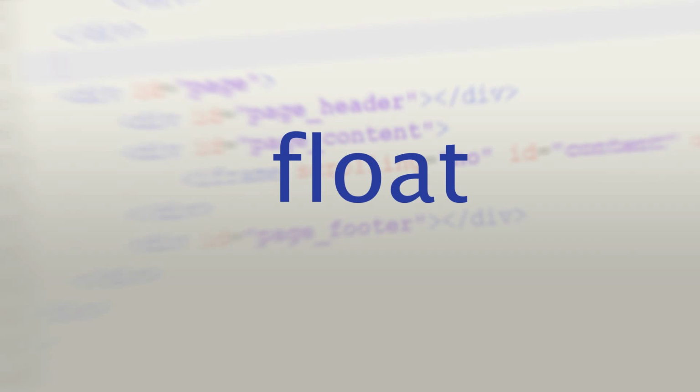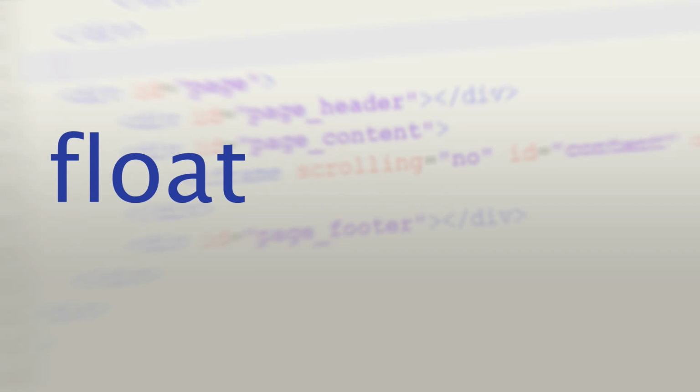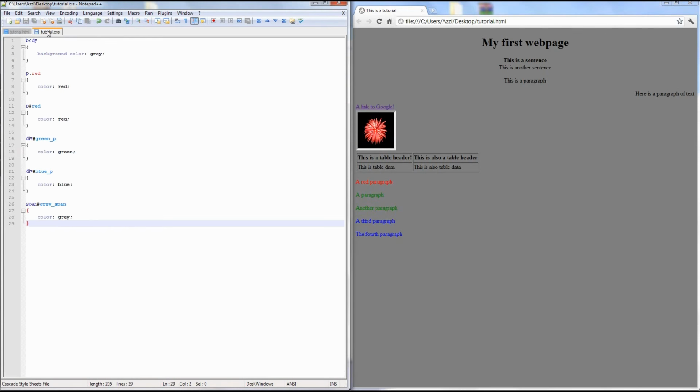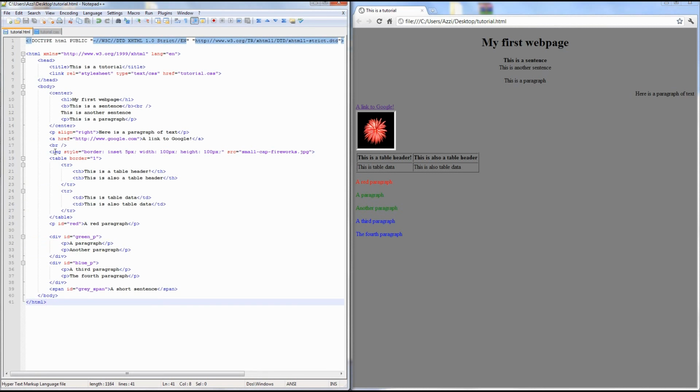Float and position are two CSS attributes used to position elements on the page. The float style positions an element to either the left or the right, and the other boxes, images, and text will float around it. We can, for instance, float our image to the right. To do this, we give our image the class float_right. And in the HTML file, we must append id float_right to the img tag.